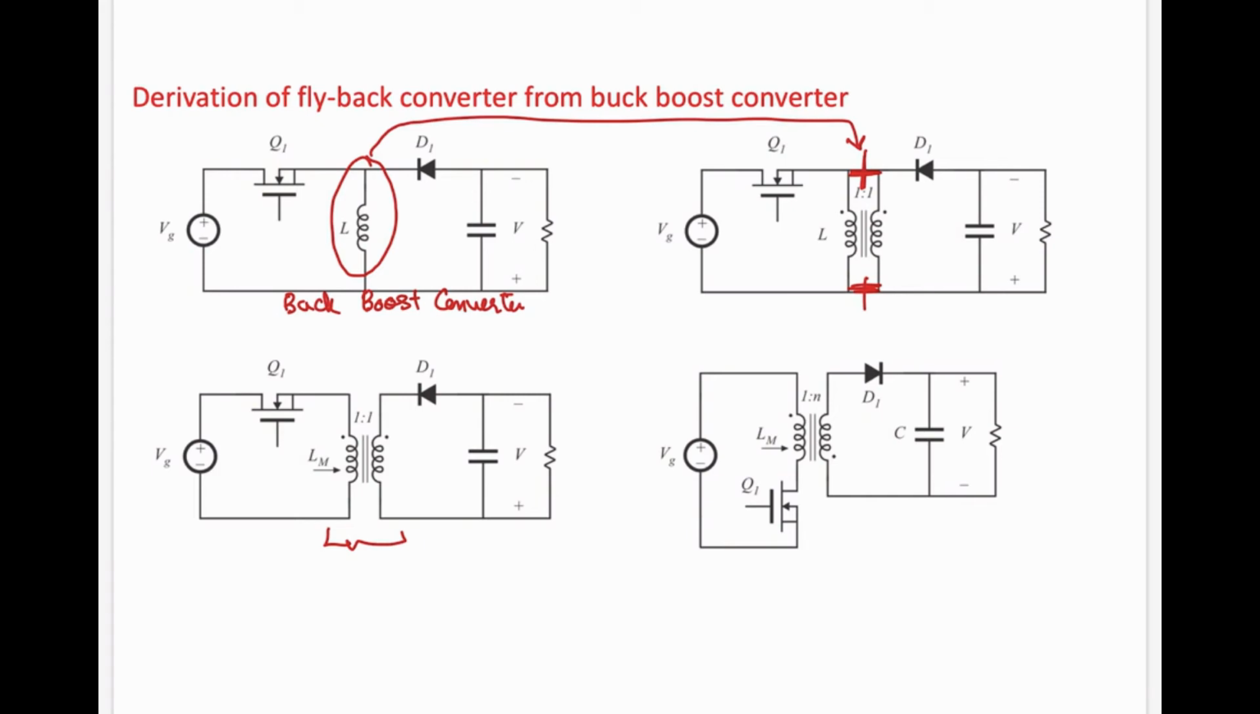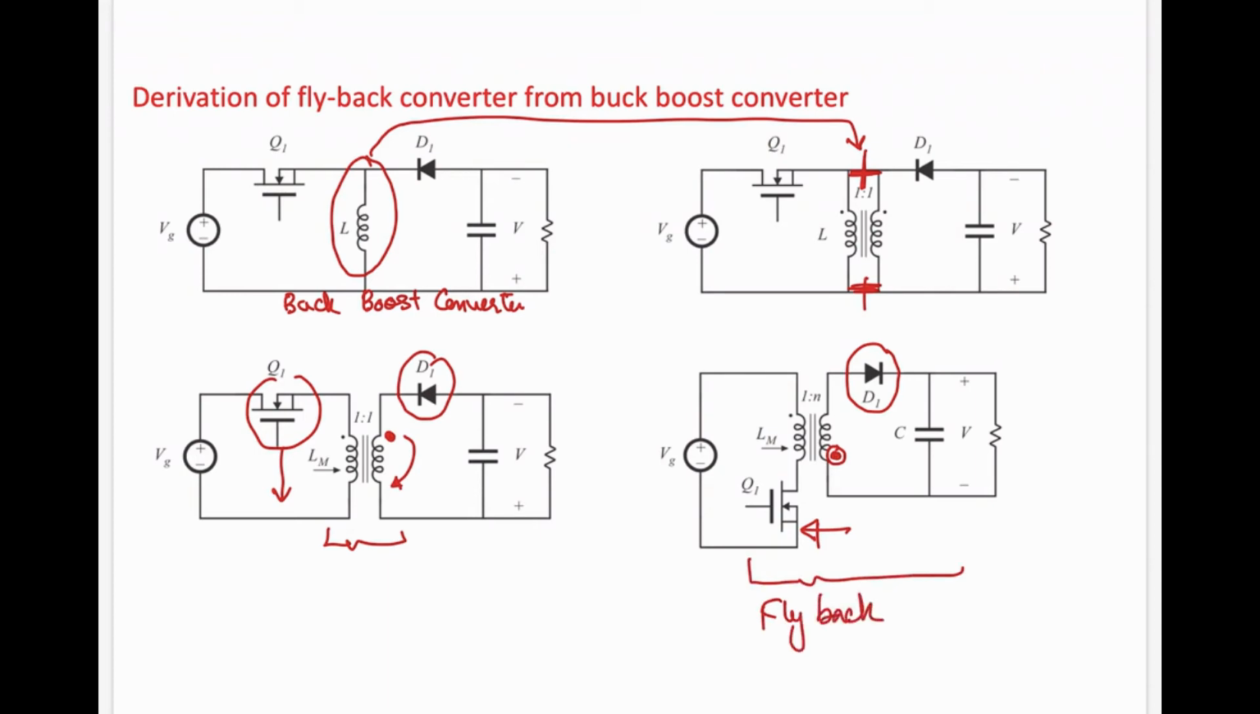And then if I bring this switch over here, as you can see, it will not change the operation. And the other thing that I can do is change the direction of this diode by moving this dot to this side. Okay, so that you can see over here. If I put the dot on this side, now the direction of the diode is changed. So this is basically your flyback circuit that we discussed in the previous slides.